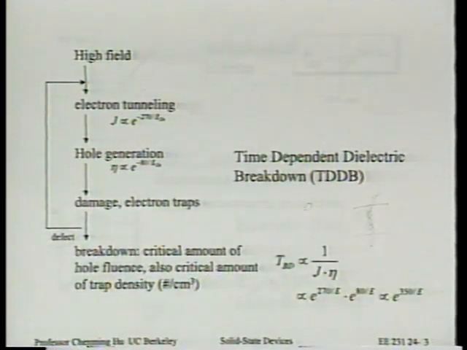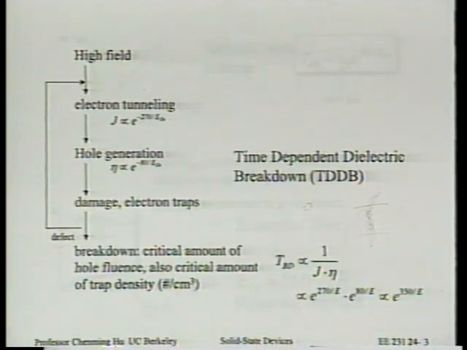In other words, we cannot think about every chain of molecules to be equally strong. It's always the weakest chain that happens to be the point where breakdown will happen, even though the oxide is nominally very uniform. Okay, great.